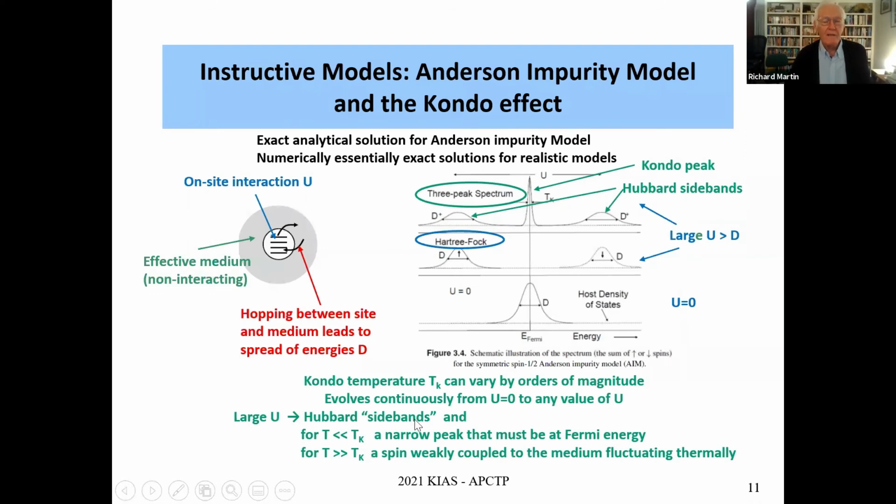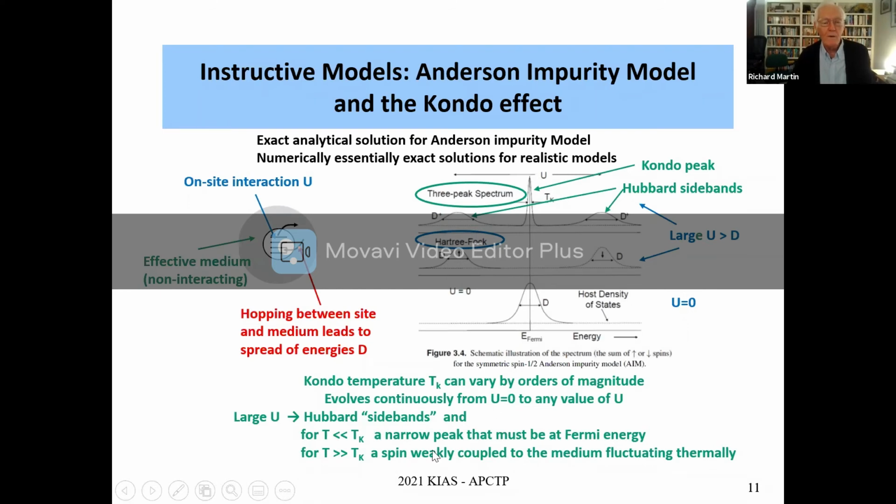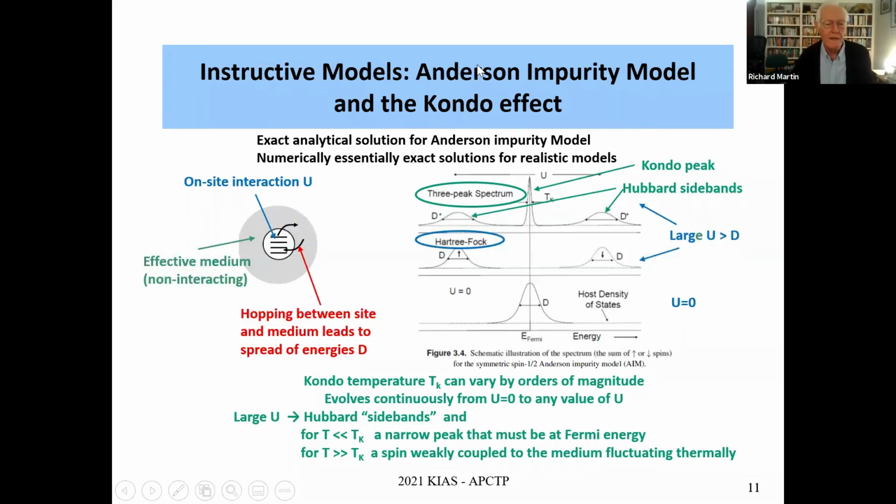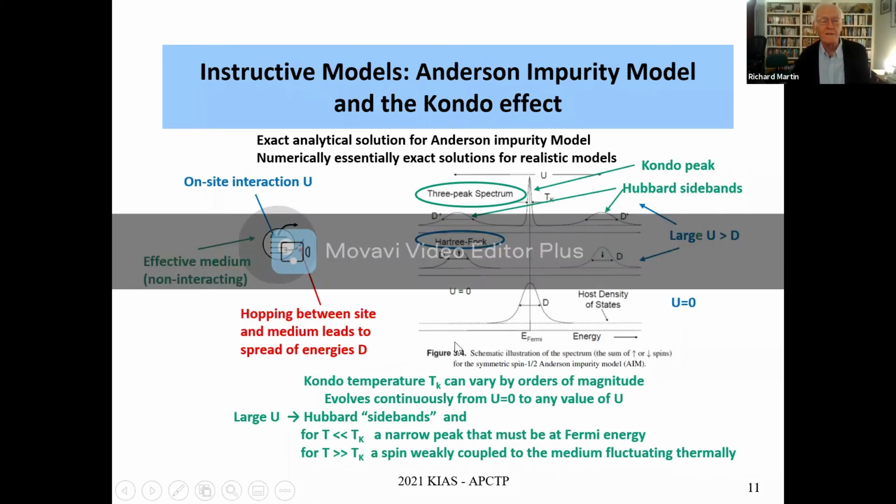So here's the kind of thing I would like to learn from this. We have exact solutions. We know it has this Hubbard sidebands kind of picture. We know that for low temperatures, there's a narrow peak that must emerge. It comes from the calculations and it comes from reasoning. And furthermore, at higher temperatures, this gets washed out. If the temperature is larger than the width of this peak, then it basically gets washed out, and it just acts like a spin that's weakly coupled to the bands.